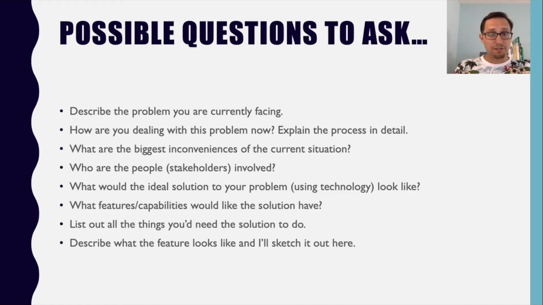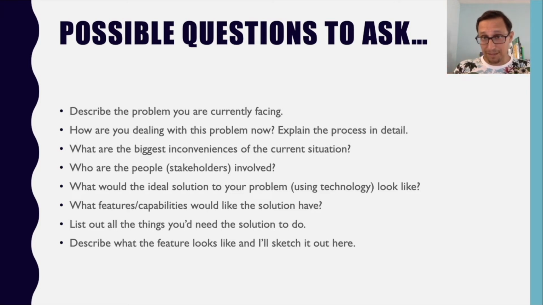So some questions to ask are, how are you dealing with this problem now? Please explain in detail. What are the biggest inconveniences of the current situation? Who are the people involved, right? Who are the stakeholders involved? Maybe don't ask it directly like that, but I'm sure, if it's an adult, they'll probably know what a stakeholder is. What would the ideal solution to your problem look like?